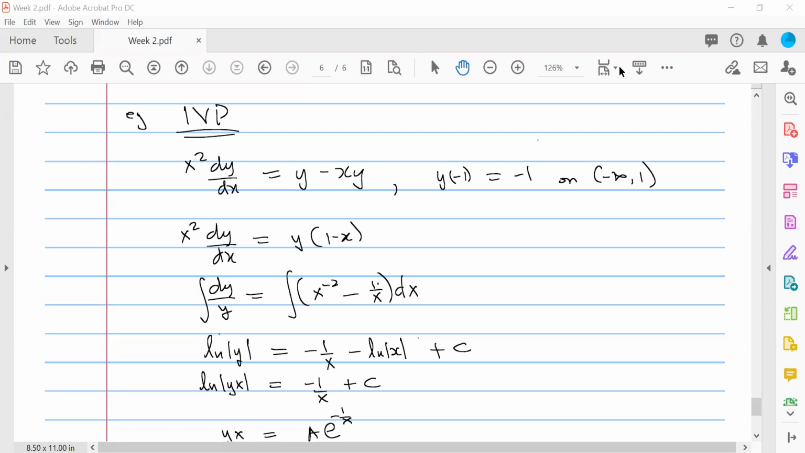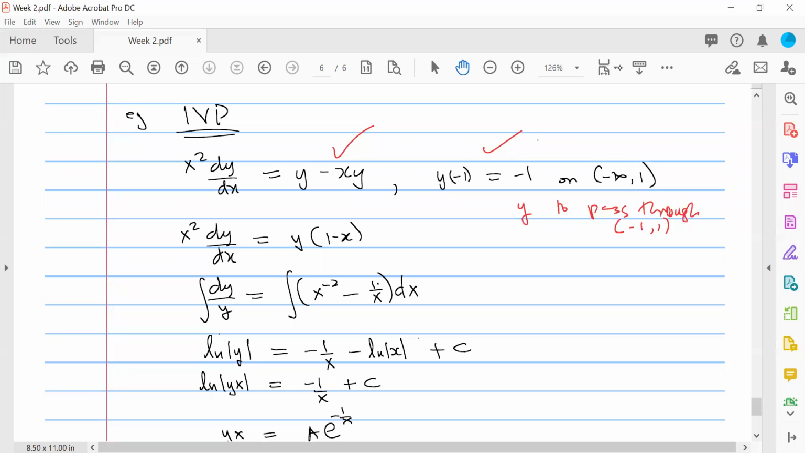Right, so now we solve an initial value problem, which is the differential equation plus the initial condition. So basically you are saying I want my solution y to pass through the point (1, -1). That's also, it's a specific solution.